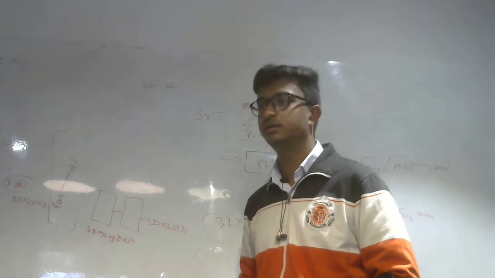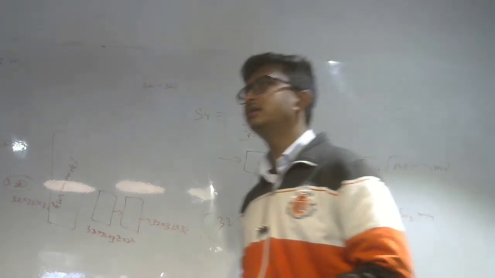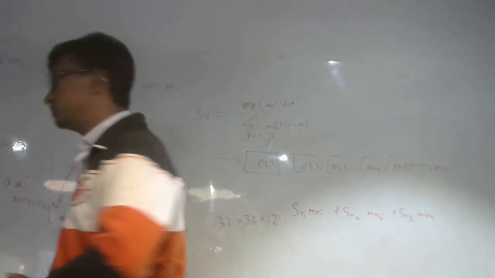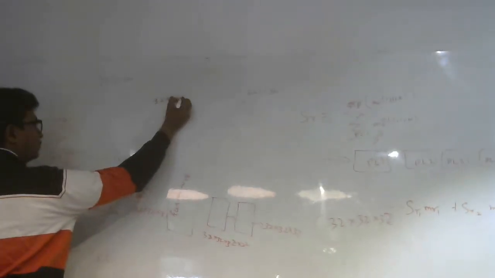Any doubts? How do you calculate ground truth for 3D? Let's start with the ground truth. What is ground truth? It is actually a 3D model. Let's say you have a ground truth of 32 by 32 by 32. There are three ways you can represent and visualize a 3D object: first is the octree, second is the voxel, and third is the point cloud.